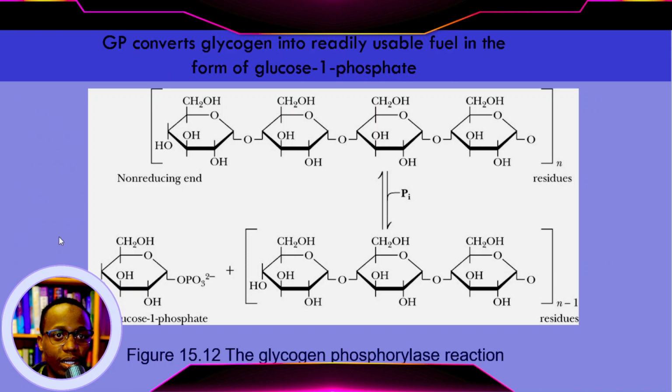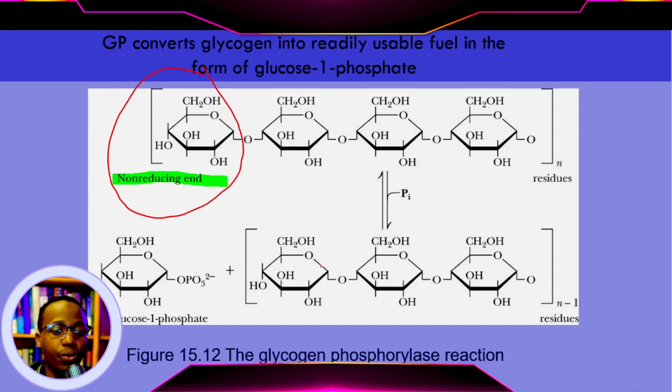So let's look a little bit at the mechanism where you have a long chain of glucose, like we've seen, and then you look at the non-reducing end. Remember the non-reducing end. So we take the non-reducing end here. On this end, we're going to remove this group. We remove that group and then we add phosphate there. That is the reaction.